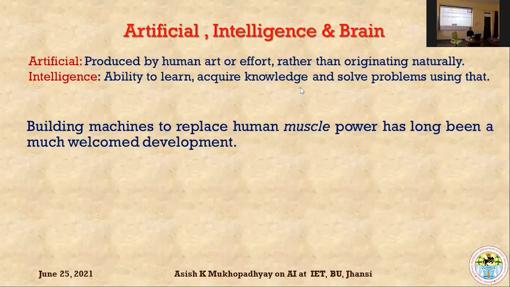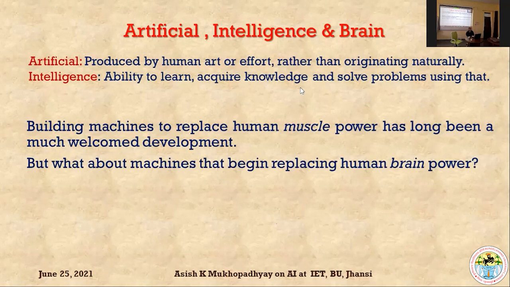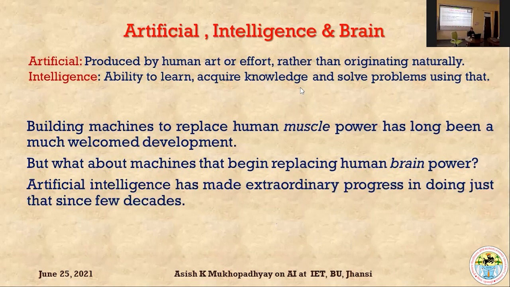Now, in this topic, we are talking not about muscle power, because we have enough progress in replacing muscle power. Anything we can do with the help of machines, without the help of muscle. But can we replace our brain power by machines? That is the question. We have succeeded for long in replacing our muscle power with levers, wheels, and all the machinery developed. But the human brain is difficult to replace, because it is very complex and difficult to study. Artificial intelligence has made extraordinary progress in doing just that over the last few decades; maybe since the 40s it has started.